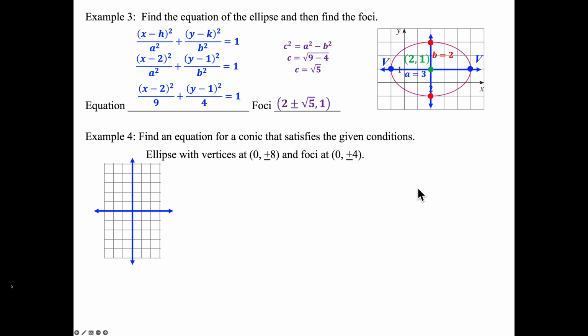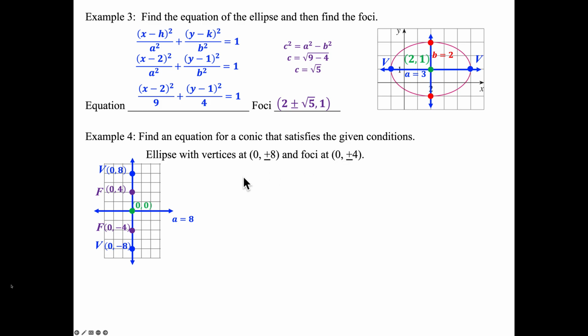Example 4, find an equation of the conic section that satisfies the given conditions. We have an ellipse with vertices at 0, 8, 0, negative 8. So I'm going to have my squares count by 2. So there's 0, 8, there's 0, negative 8. Well, right in between has to be the center. So we're centered at 0, 0. And the distance from the center to the vertex is 8. So that's my a value.